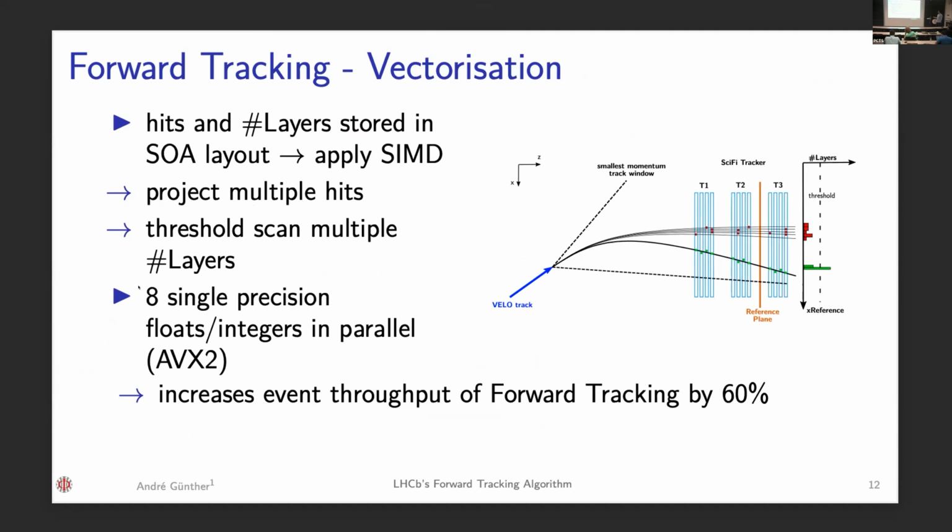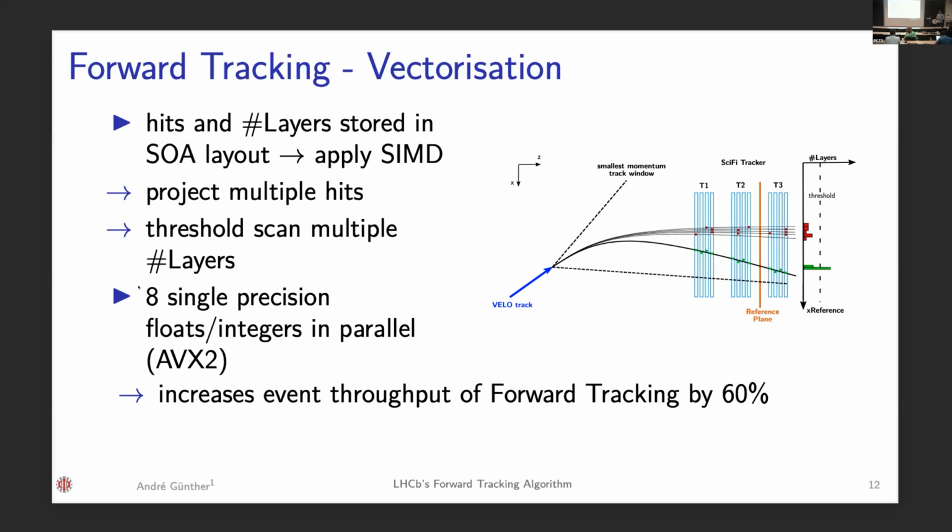All these hits and these number of layers in this histogram, so the hits here in the layers of the tracker, are stored in this SoA layout, so we can directly apply the SIMD instructions. And particularly, we would like to, in parallel, project multiples of these hits. And also the threshold scan here in this histogram can be done for multiple bins at once with these SIMD instructions.